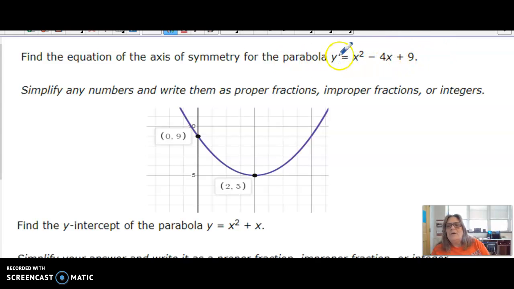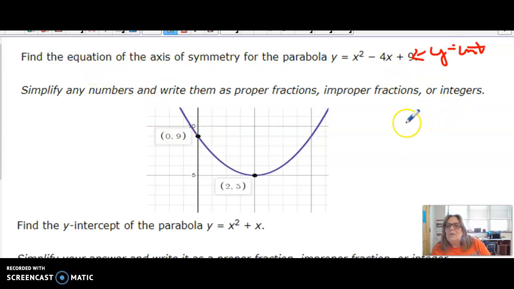If I plug this equation in, I want to know what my axis of symmetry equation is. Well, if I look at it real quick, I can tell lots of things from my equation. This 9 is my c value, so that's my y-intercept. And from looking at the graph, there's my y-intercept.